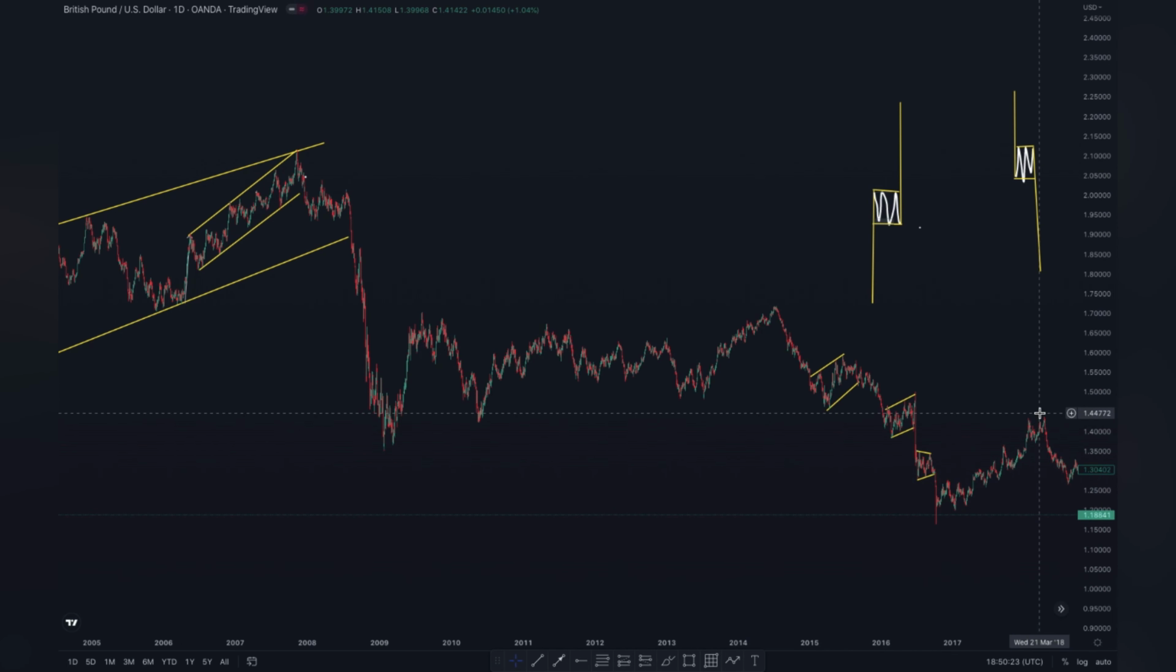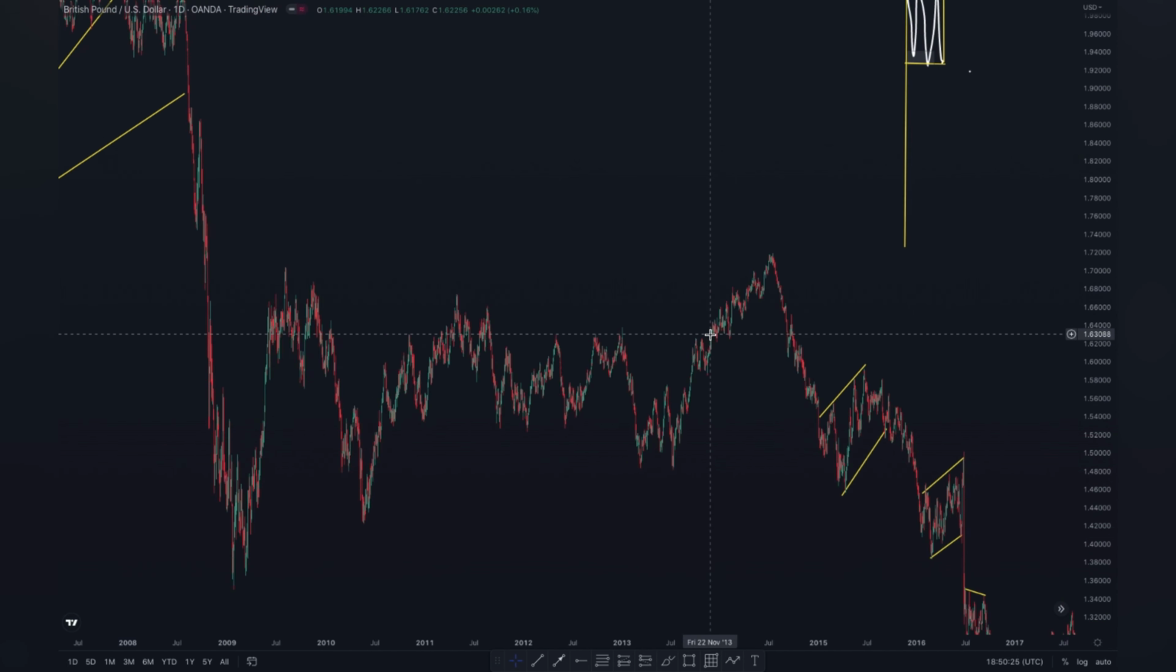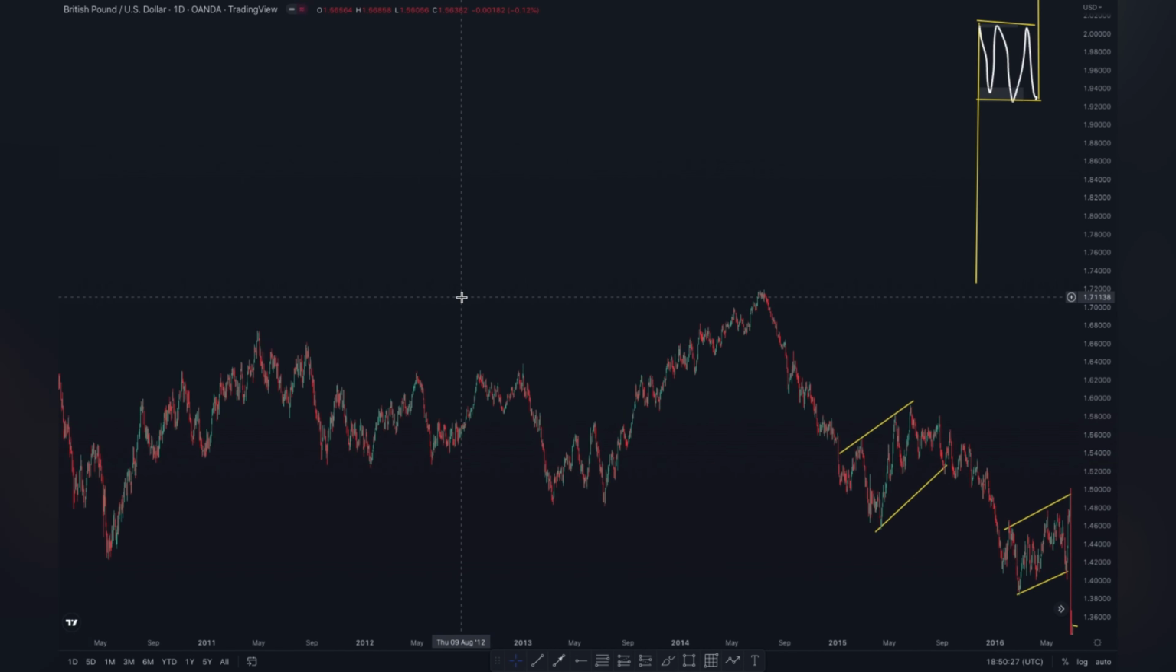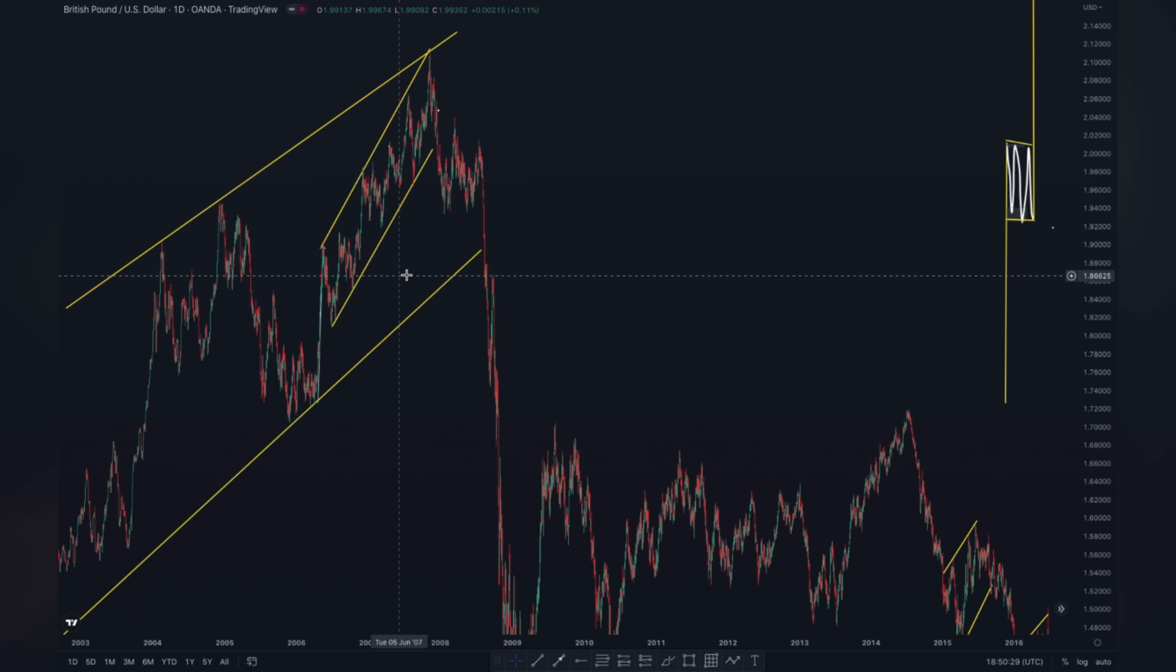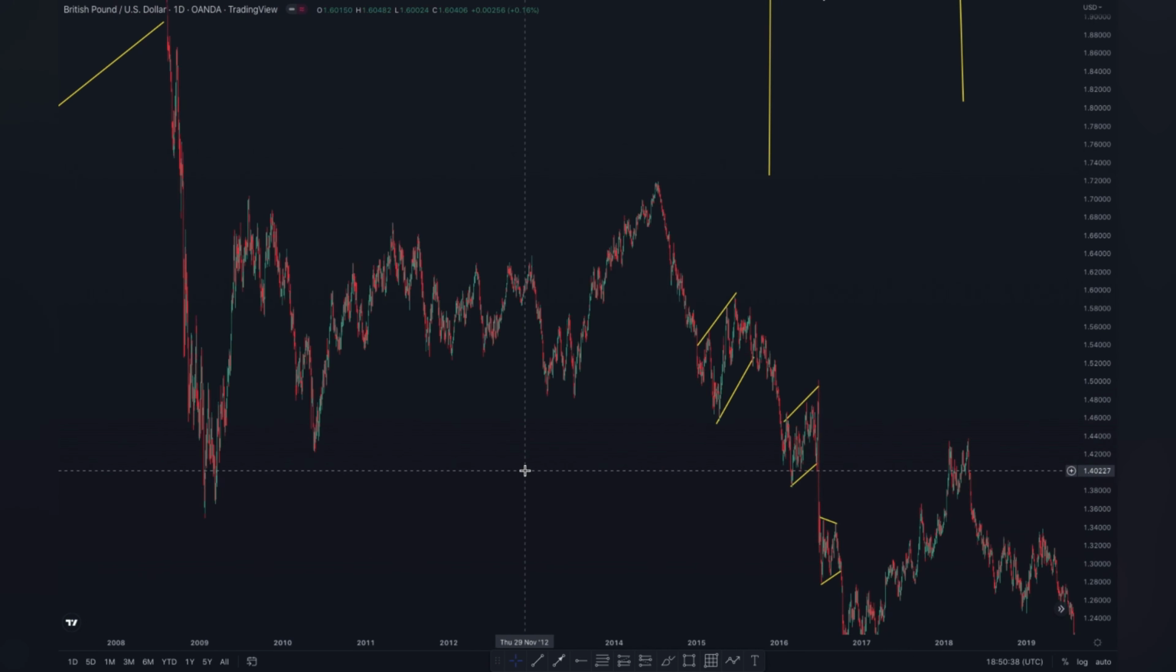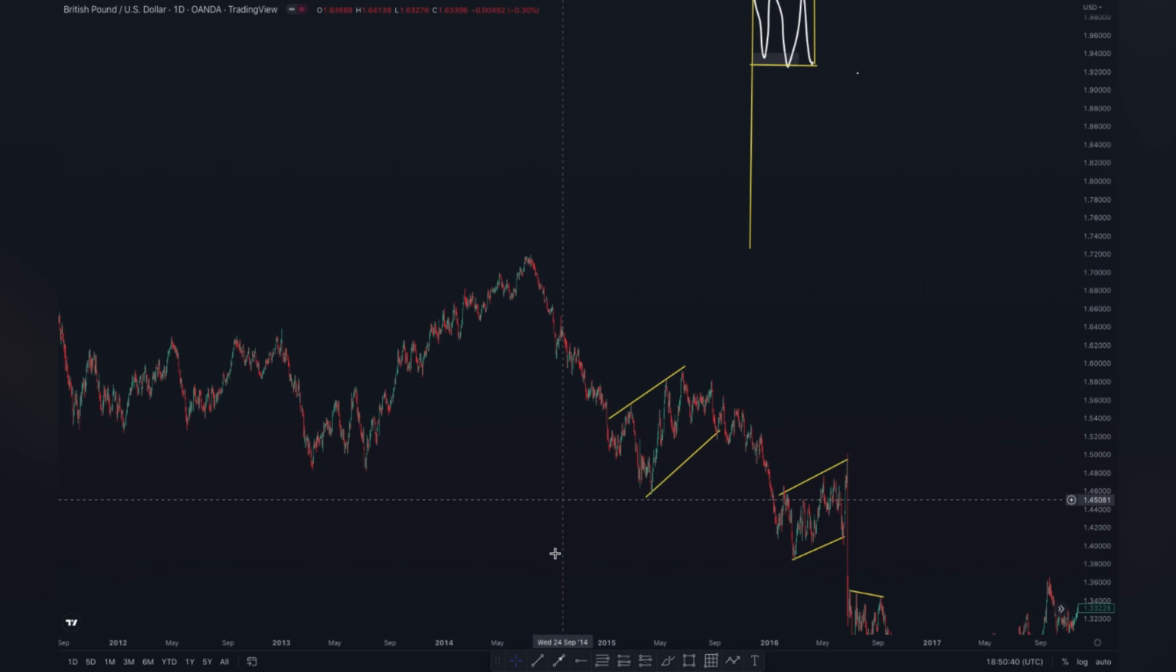Let's look at more of the structures, more of the running channels. You see, this is a bullish one which caused a bearish reversal. It's a bullish running channel which caused a bearish reversal signal, right? So we see more of it again. We see another one here. This is a running channel to the upside.